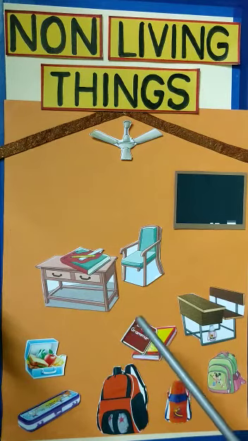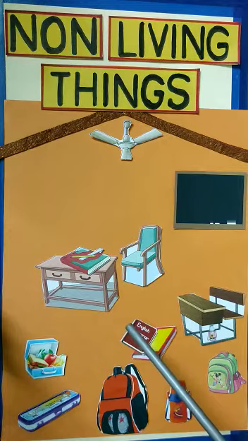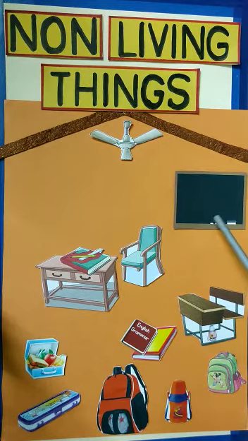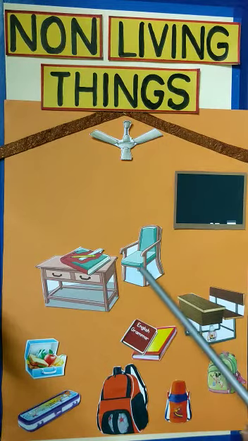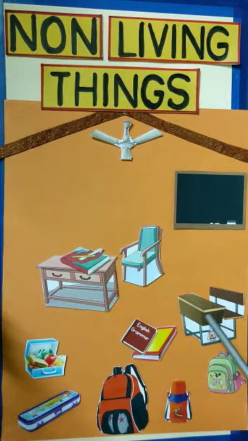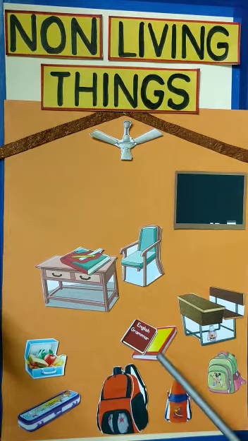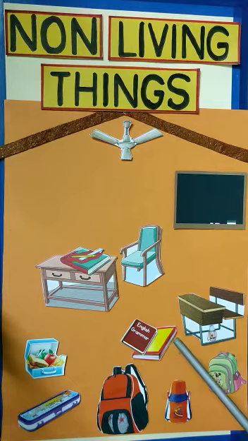Just think about your classroom. In a classroom, blackboard, table, chair, desk, books, lunch box, pencil box, bag, water bottle are examples of non-living things. So, dear students, like this, you can also find so many non-living things present around us.